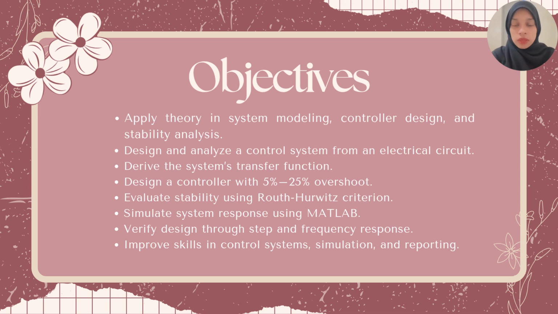For objectives: apply theory in system modeling, controller design and stability analysis. Design and analyze a control system from an electrical circuit. Derive the system's transfer function. Design a controller with 5% until 25% overshoot. For our assignment, we chose 15% overshoot. Evaluate stability using Routh-Hurwitz. Simulate system response using MATLAB. Verify design through step and frequency response.